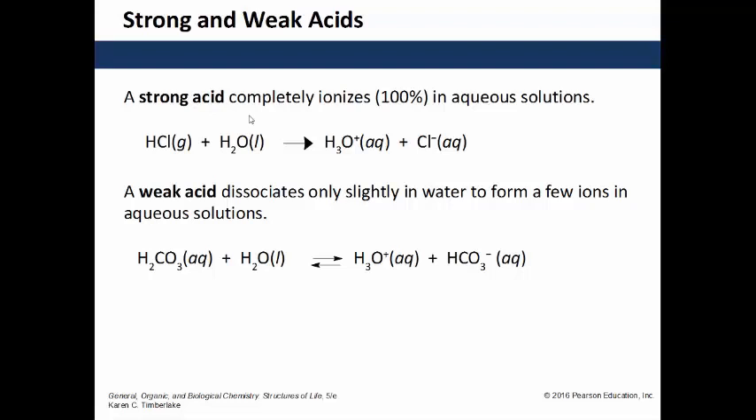A strong acid will completely ionize, 100%, in an aqueous solution. So hydrochloric acid, hydrogen chloride gas, plus water will give you hydronium ion and chloride ion. This is completely breaking up. That is a strong acid. But a weak acid will only dissociate slightly in water to form just a handful of ions, and for the most part it will stay together. So H2CO3 combined with water, you'll get some hydronium, but you still get the bulk of what you get is HCO3-. So a strong acid will break up completely, a weak acid not all that much at all.